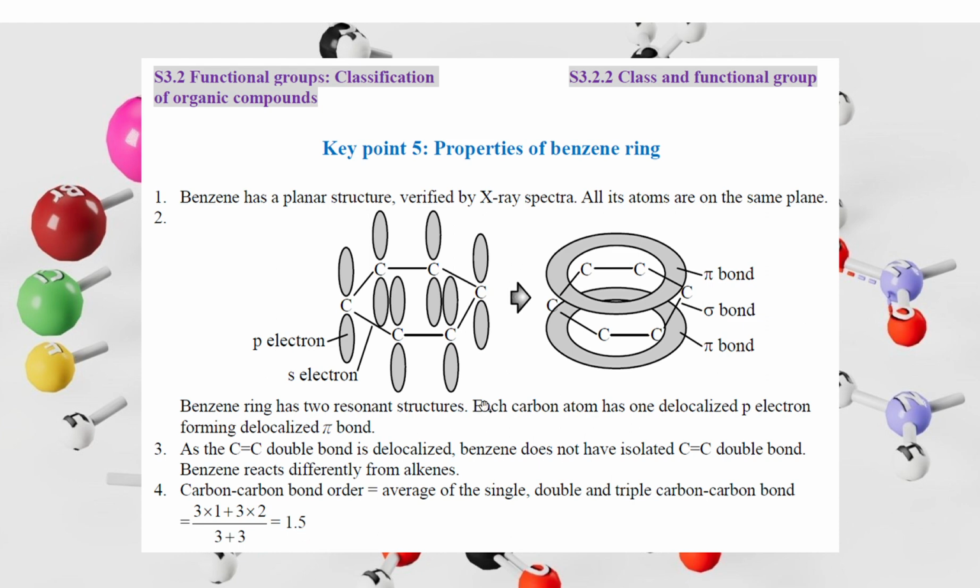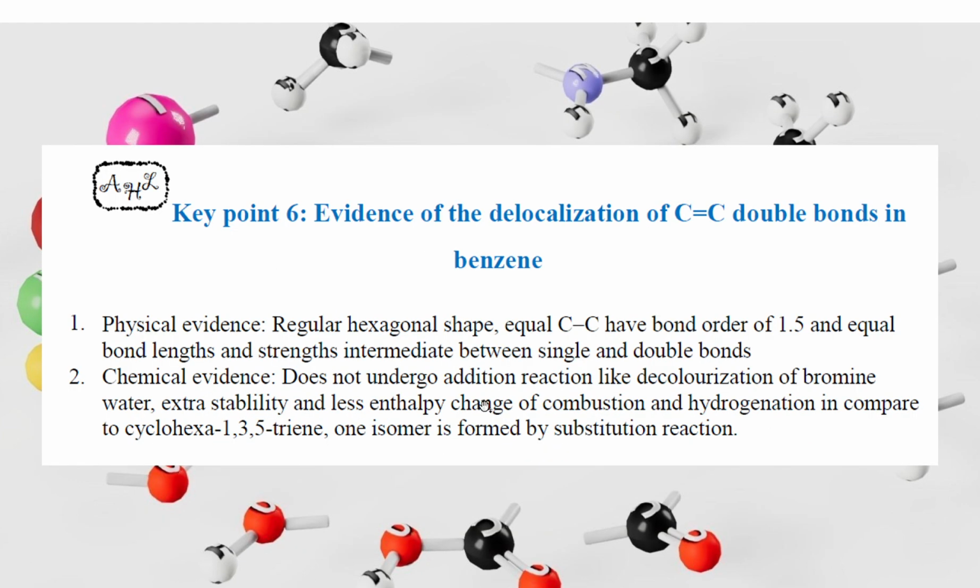How do you know? Because of experiment. We found out the physical property: a regular hexagonal shape with equal C-C bond lengths, at 1.5 bond order. The six bonds are the same, not alternating double and single bonds, close and far away. No, all the same. As chemical evidence, benzene doesn't do addition reactions like the decolorization of bromine.